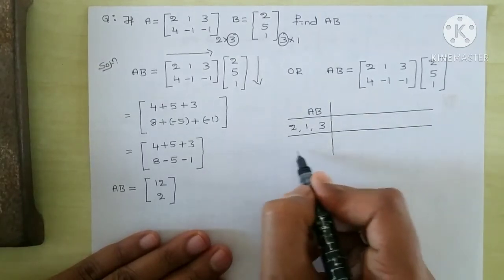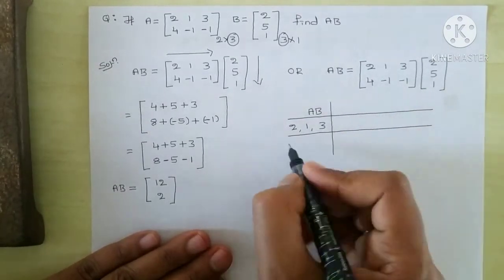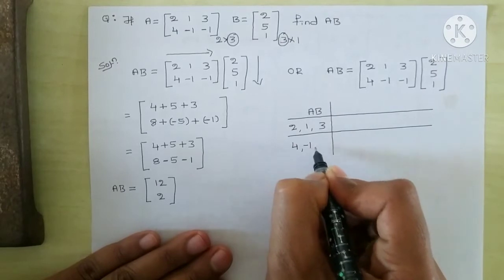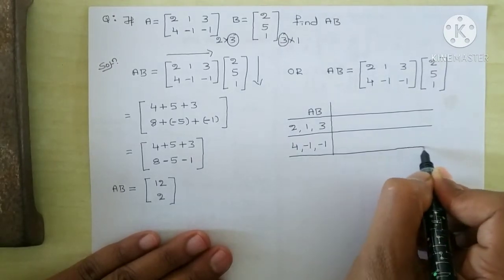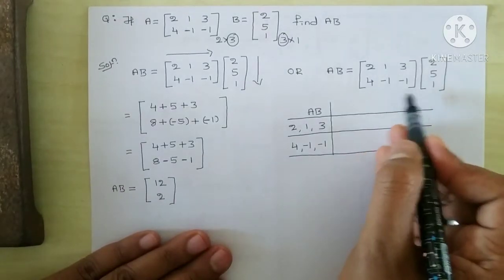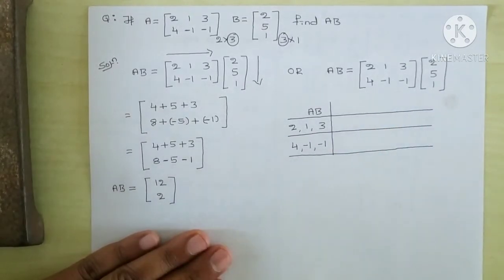Next here second row. What is the second row? 4 comma minus 1 comma minus 1. Again put one line. Third row is not there, so here only you need to stop it.